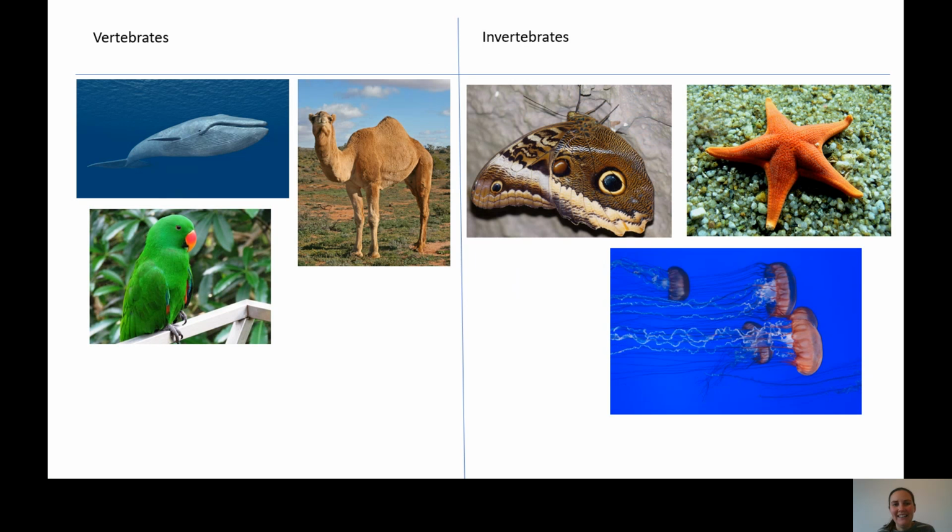Well done, Year 2. So we've got our vertebrates. We've got a whale, a camel, and a parrot, and invertebrates, we've got a moth, a starfish, and some jellyfish. Well done if you were able to sort those into those two groups. Fantastic.